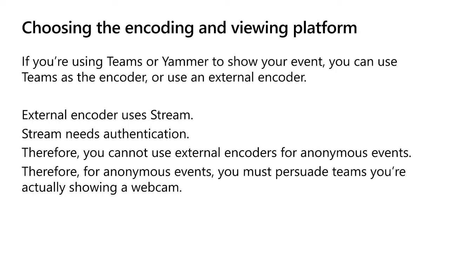In fact, just put the slides back up. So external encoders use Stream, and Stream needs authentication. Therefore, you can't use external encoders for anonymous events. Events are still good for up to 10,000 people if you're licensed for 10,000 internal users. If it's all external, that's all good, but you need to use Teams to produce that event. It's not currently possible to use an external encoder. So we'll look at how we get around that in a bit. But for now, we'll stick with the idea of just using an external encoder.